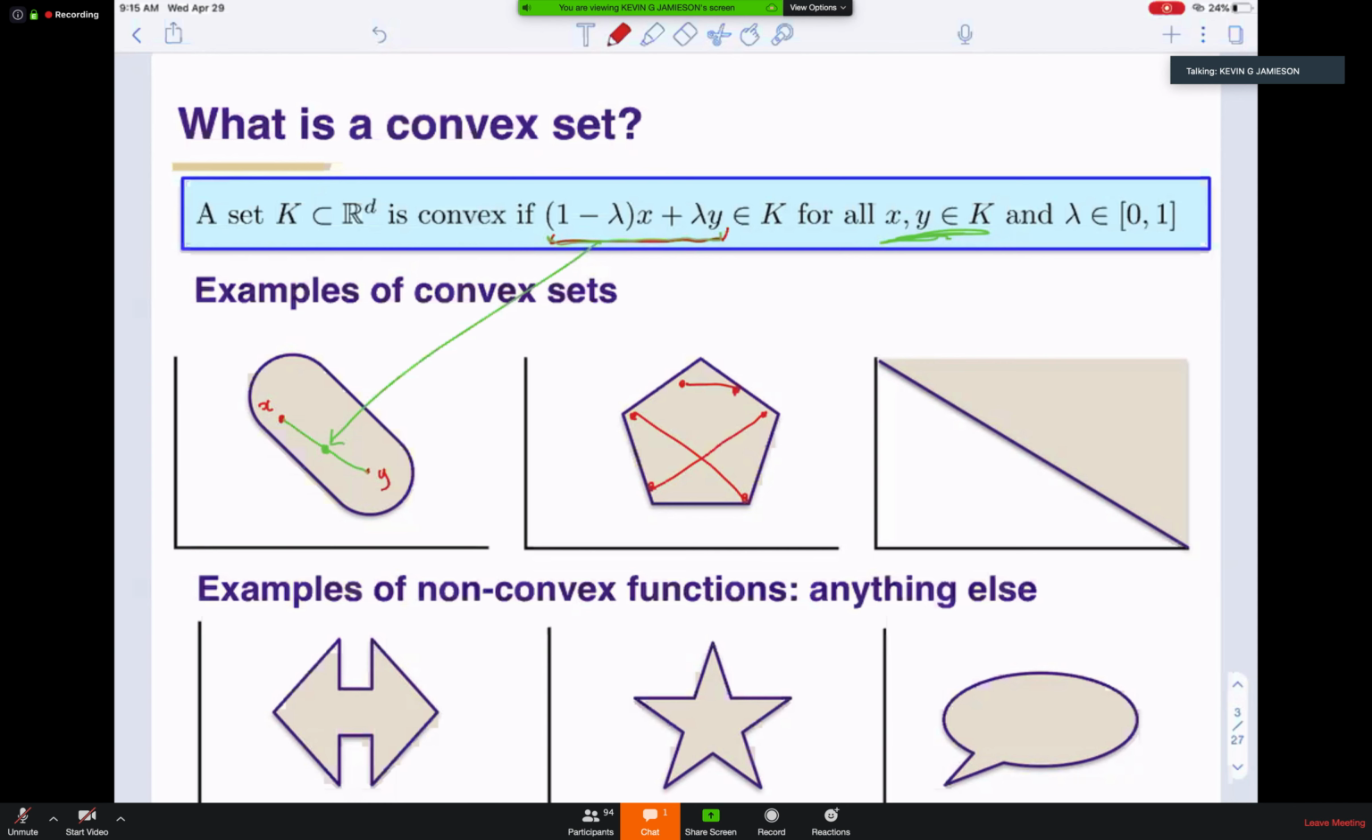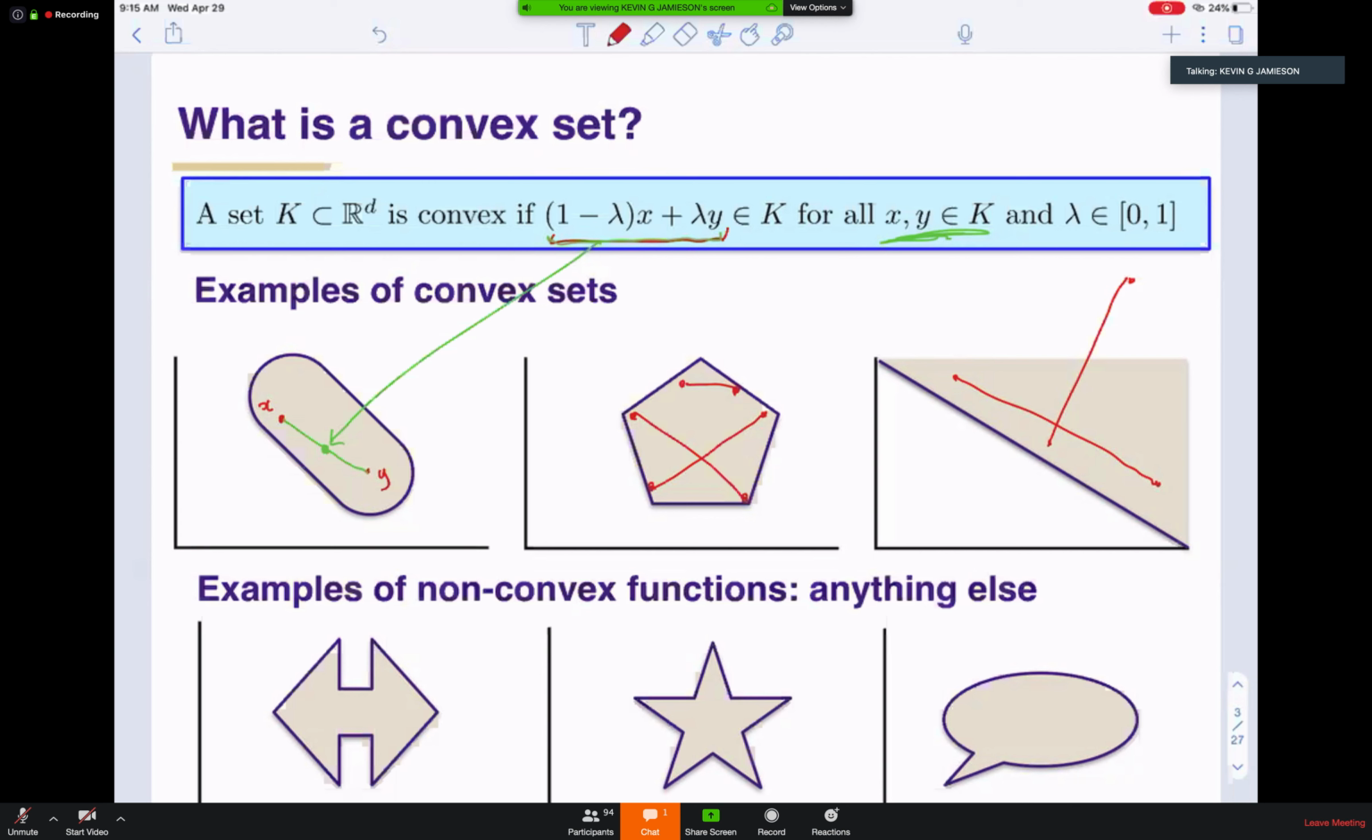The set does not need to be compact. You can have a set be infinite. So like this is just a set that's infinite going up in the upper right corner. And this is also true for this set here. And so if I have a point like at infinity, then this is also a convex set.